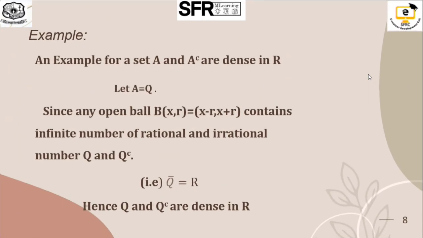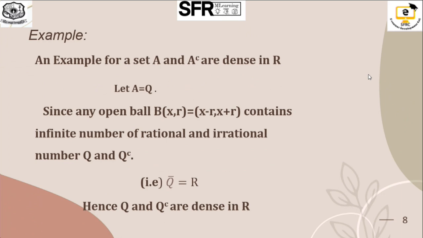Now, we are seeing an example for a set and its complement that are dense in R. Consider the set of rational numbers Q. Since any open ball B(x, r) contains an infinite number of rational and irrational numbers in R, Q closure is equal to R, and also Q complement closure is equal to R. Hence, Q and Q complement are dense in R.